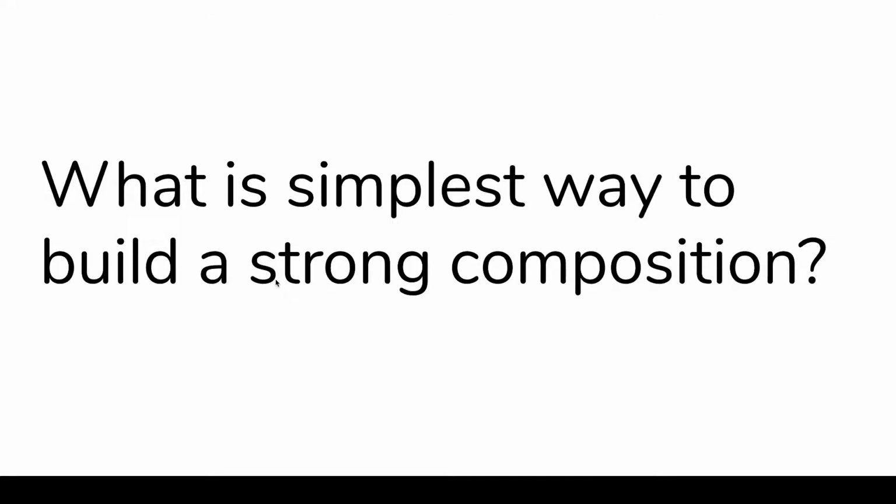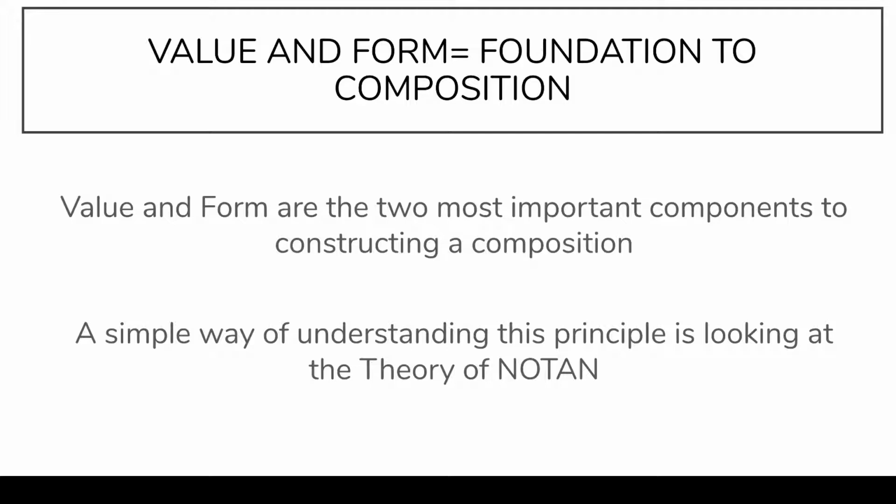Okay, so let's go into what is the simplest way to build a strong composition. Primarily, humans have a couple of things that they look for right off the bat. One of those things is form and value. The relationship between form and value is absolutely critical for understanding how to build a foundation for a good composition. Value and form are the two most important components when constructing a composition, and you must always start to build from those two points. So always think value and form. Look for those things. That's the first thing your mind and eye start to gravitate towards in a composition. So that's the first place that you should start building a good composition from.